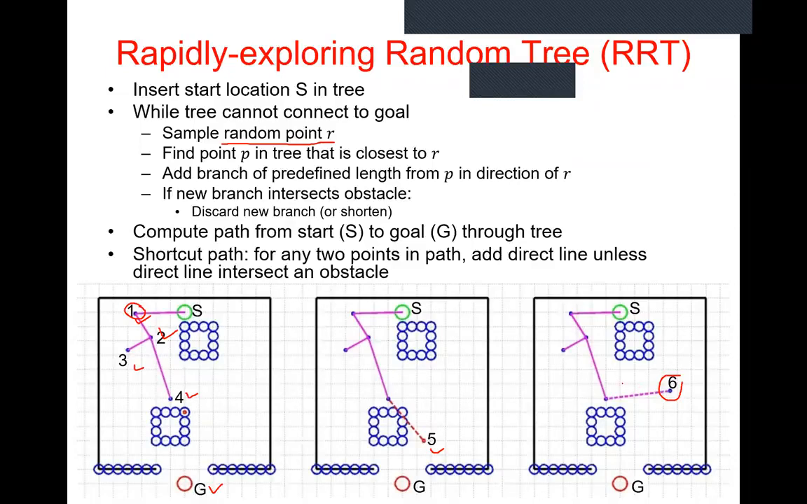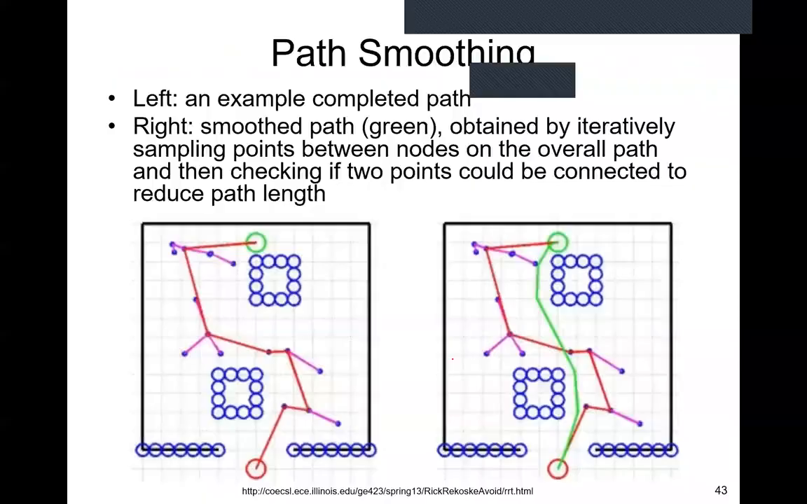So finally, once you reach the goal, you can compute a path from start to goal through the tree. And by adding shortcut paths, you may shorten the path. So for any points in the path, add a direct line unless the direct line intersects an obstacle. So here in this example, eventually you have explored these points. Eventually, you find this path, the red path.